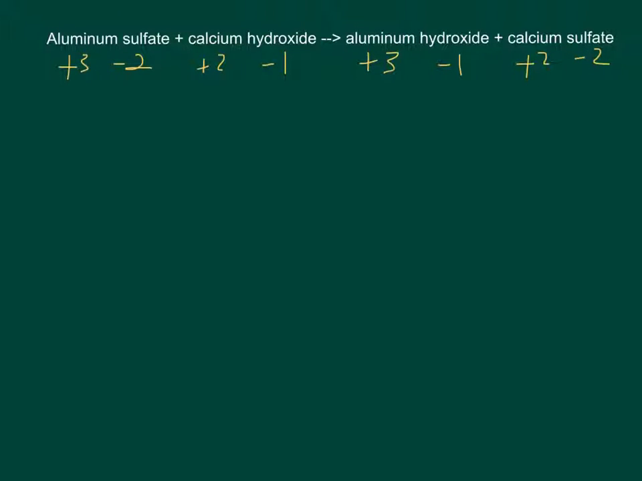Okay, so we've got our charges. Let's come up with our formulas. So I got a 2, and our 3 and a 2, so we know that needs to be 6. So we're going to have Al2(SO4)3, polyatomic ion, so it's got to be in parentheses if you got more than one. Plus calcium and hydroxide. So I've got a 2 and a -1, so I have to have 2 hydroxides, again in parentheses.